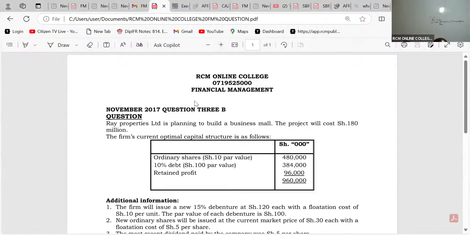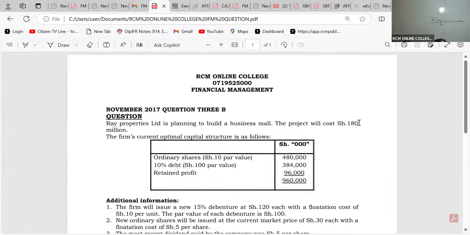November 2017, question number 3B. This question will expose us a lot to capital structure decisions, to cost of capital questions. Most importantly, this concept of WMCC, weighted marginal cost of capital. So here we are. You're told Ray Properties Limited is planning to build a business mall.